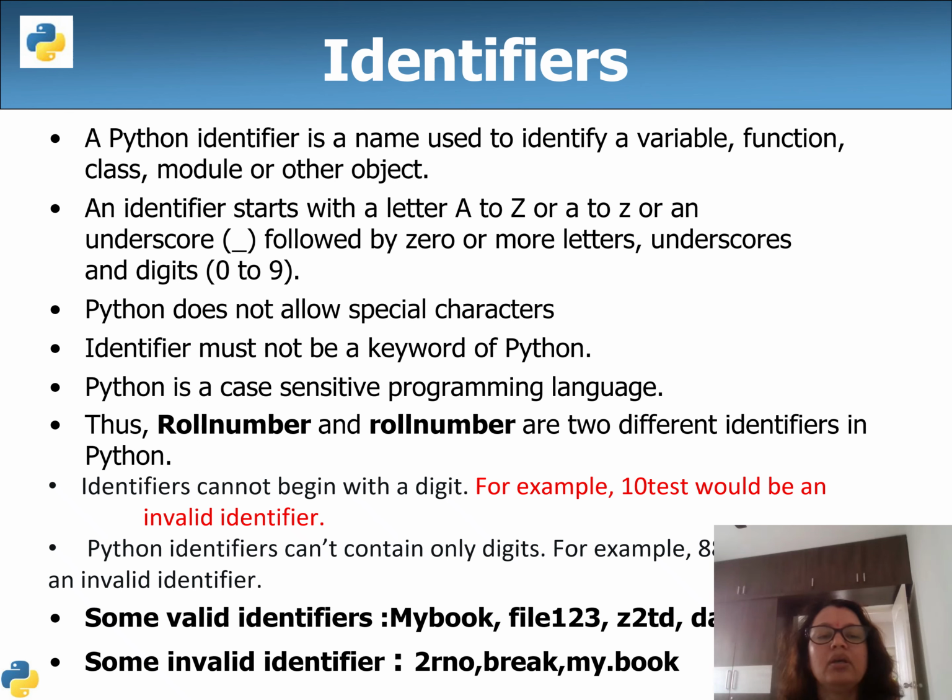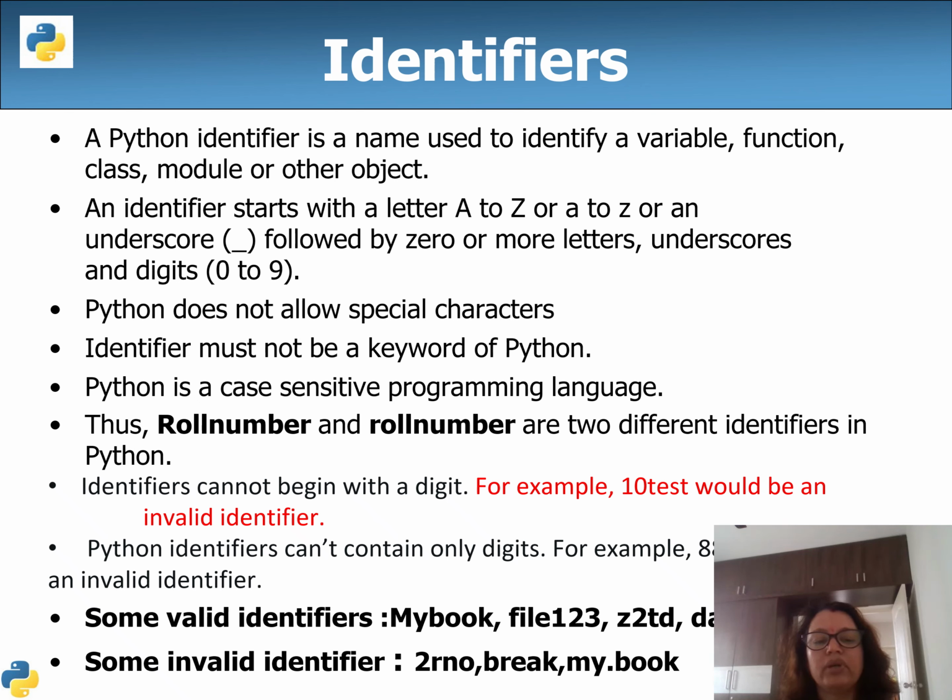What is an identifier? A Python identifier is a name used to identify a variable, function, class, module, or other object. So what are the rules of an identifier? An identifier starts with a letter A to Z or small a to z, or an underscore, followed by zero or multiple letters, underscores, and digits 0 to 9. Python does not allow special characters. An identifier must not be a keyword of Python. Python is a case-sensitive programming language. Thus, Roll number with a capital R and roll number with a small r are two different identifiers in Python because Python identifiers are case-sensitive.